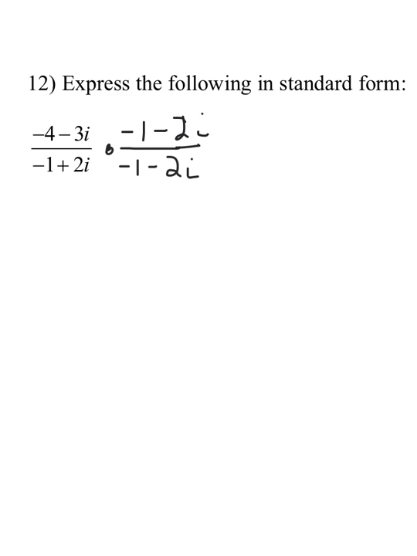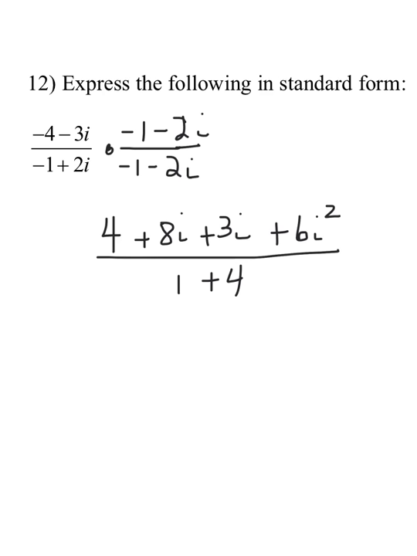And now what we're going to do is FOIL the top, the numerators, and then we're going to use a shortcut for the denominator. All right, so I FOILed the top and I got a -4 times the -1 is a +4. A -4 times the -2i is a +8i. -3i times a -1 is a +3i. And then a -3i times a -2i is a +6i squared. All over, and then here's the shortcut.